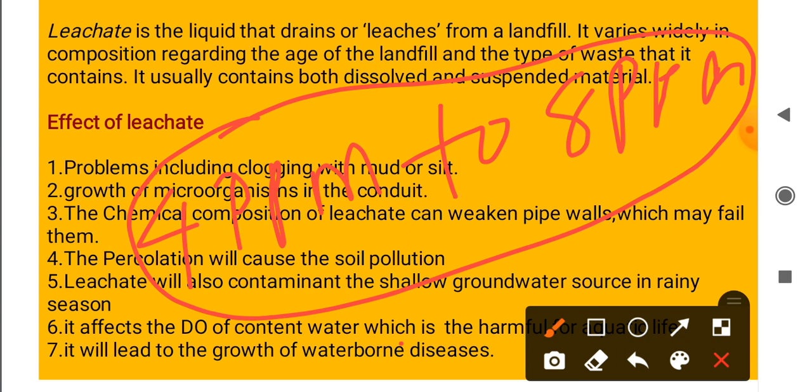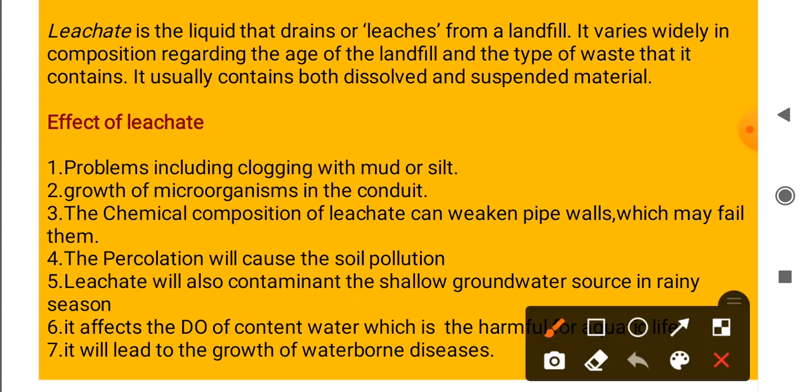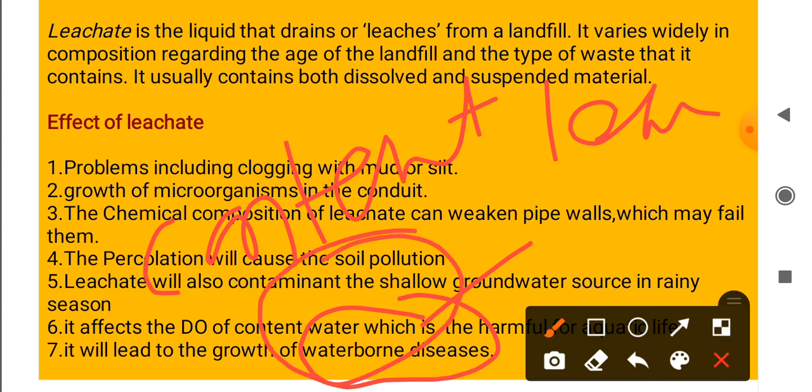Next, leachate will lead to growth of waterborne diseases. Due to the content of leachate in water, waterborne diseases are produced. They are harmful for aquatic life, and also for human health, the environment, and surrounding soil. These are the effects of leachate.